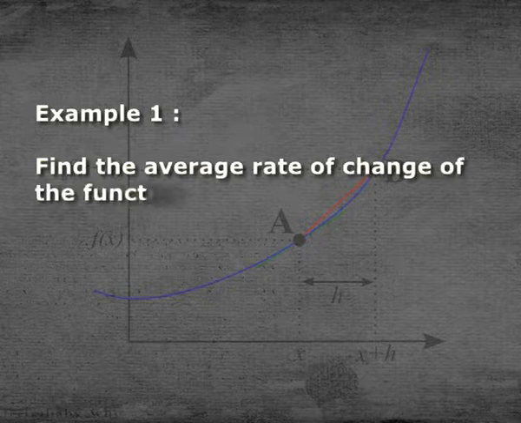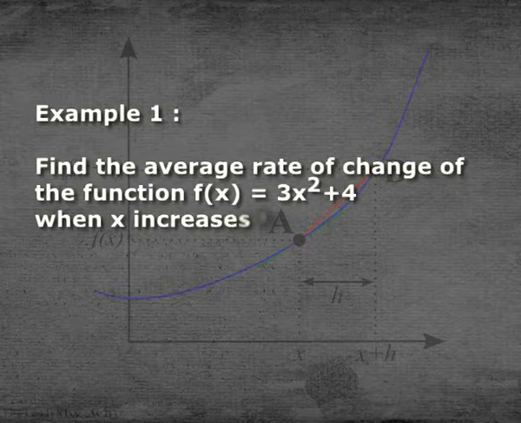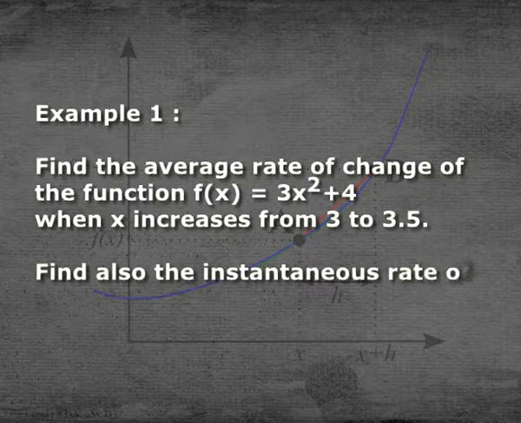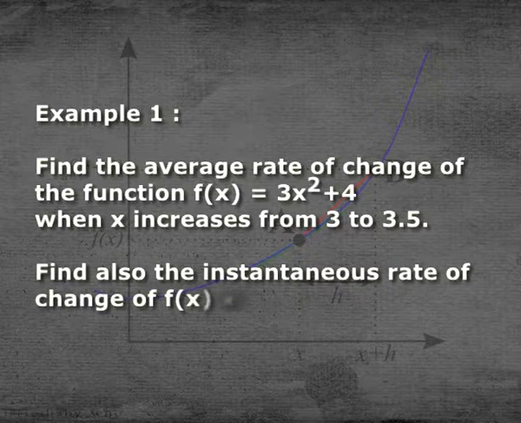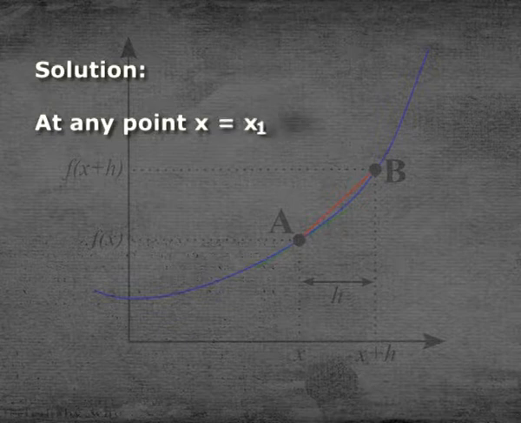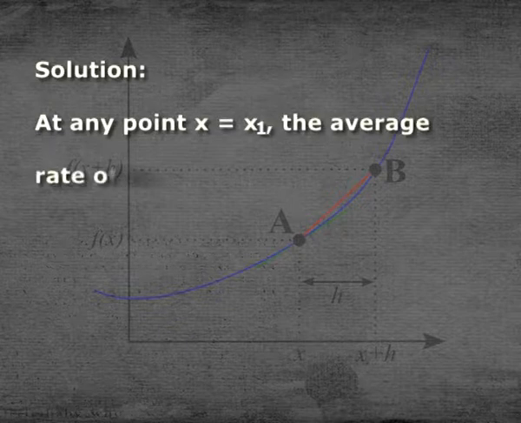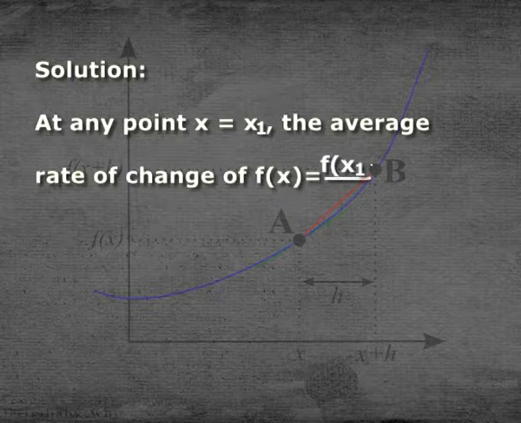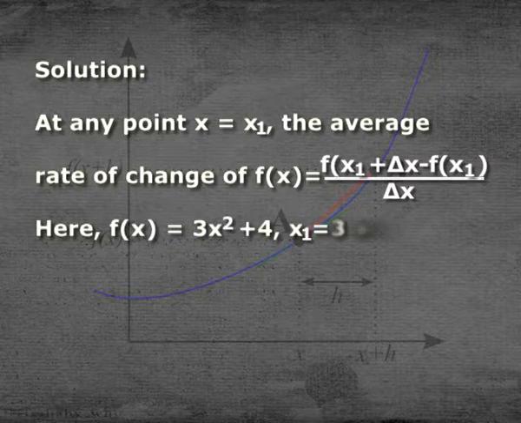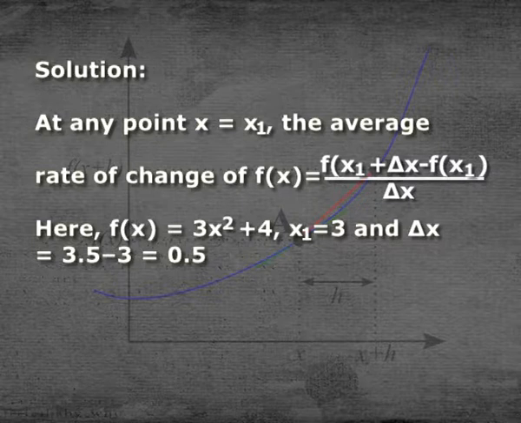Find the average rate of change of the function f of x, which is equal to 3x squared plus 4, when x increases from 3 to 3.5. Find also the instantaneous rate of change of f of x at x equals 3. Now let's see the solution to this example. At any point x equals x1, the average rate of change of f of x will be equal to f of x1 plus del x minus f of x1, the whole thing divided by del x. Here we see that f of x is equal to 3x squared plus 4 and x1 is equal to 3, and del x will be 3.5 minus 3, that is equal to 0.5.